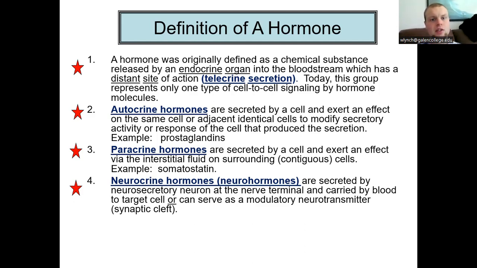Now, however, we have these additional hormones that are different in classification. The traditional bloodstream-bound hormone, or endocrine hormone that goes through the blood, is known as a telecrine secretion. The other kinds represented here are also hormonal, but they do not enter the bloodstream.